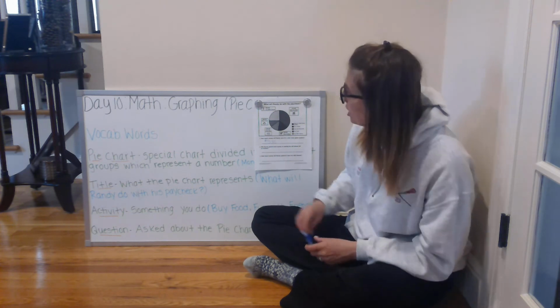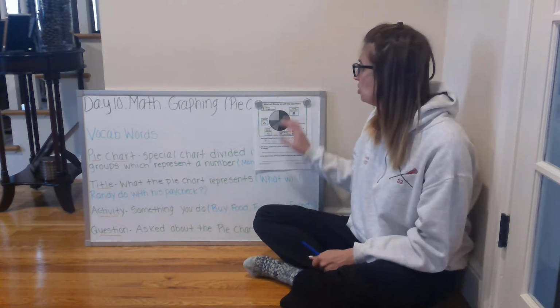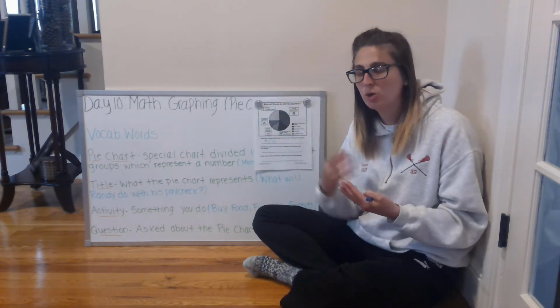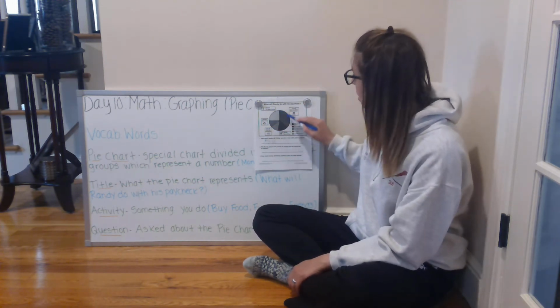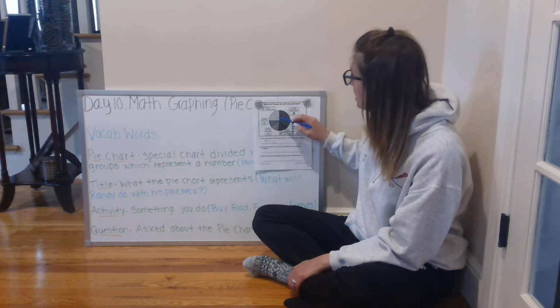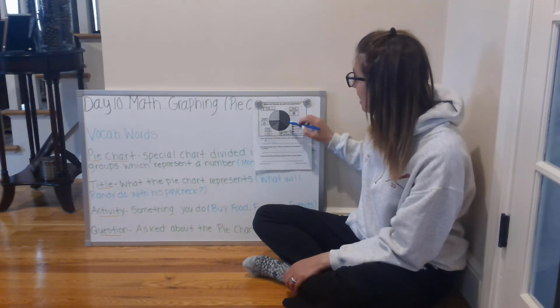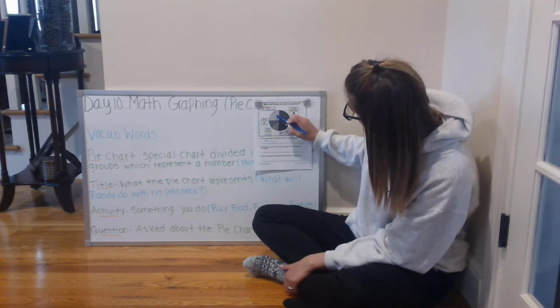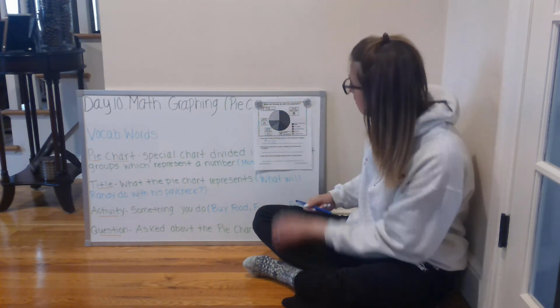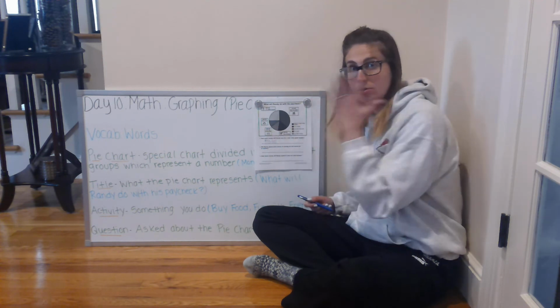Before we go, I want to review those vocab words again so we get familiar with the pie chart, because we're going to be working with these in the future. So over here, here is our pie chart. And a pie chart is a special chart divided into groups which represent a number. So over here, you can see that there's 1, 2, 3, 4, 5 different groups, okay?